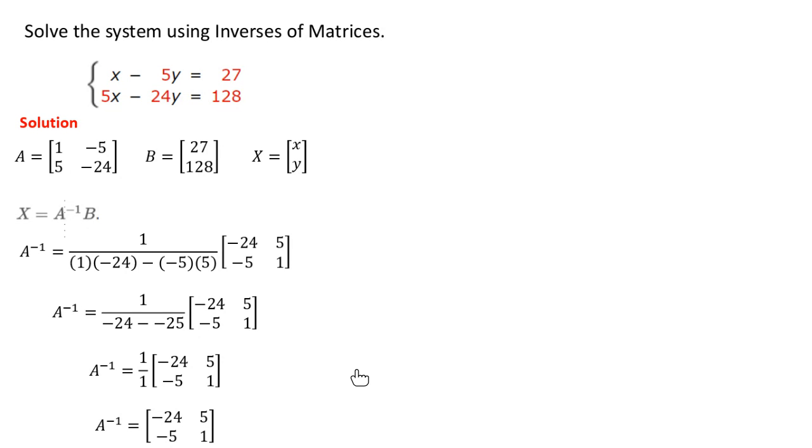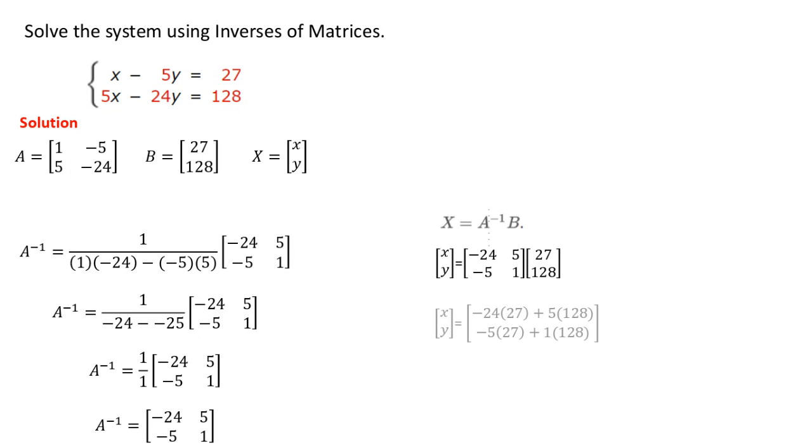So even after all that work, we haven't done the actual problem, right? All we did was find the inverse. So now we can plug it in to our formula. Here's my X. My inverse is what I just found here. And then my B. So we're going to multiply -24 times 27, 5 times 128. And then the next one, -5 times 27 and 1 times 128.